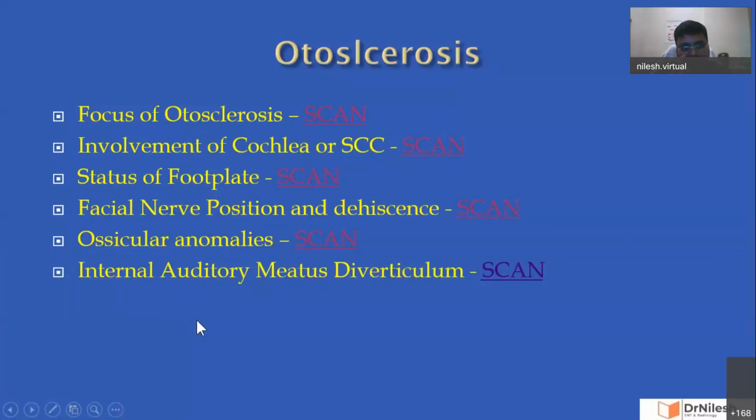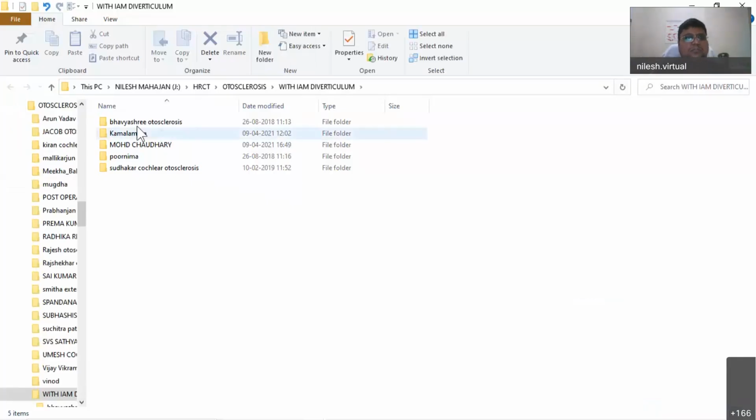Then next you have to see internal auditory meatus diverticulum. It is called a concurrent finding. In some cases you may get it without otosclerosis, but there is a possibility of the presence of internal auditory meatus diverticulum in cases of otosclerosis. It is said that if internal auditory meatus diverticulum is present in cases of otosclerosis, these cases are more prone to develop sensorineural hearing loss. So what is internal auditory meatus diverticulum? I'll just show you.